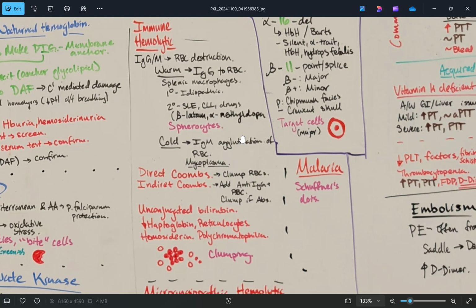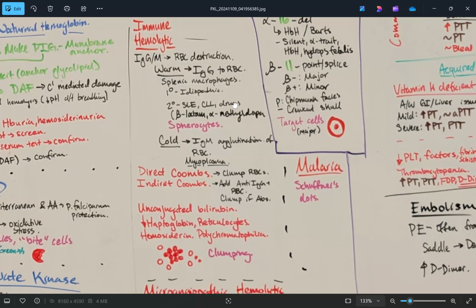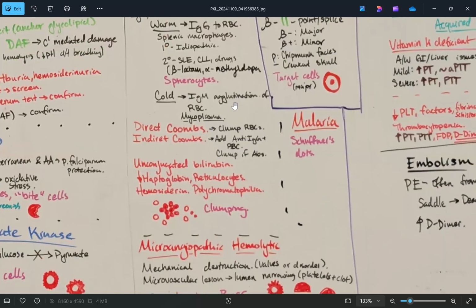You can also have on your labs unconjugated bilirubin, a decrease in haptoglobin and reticulocytes, as well as seeing hemosiderin and polychromatophilia on your labs. For your histology, again, we're talking about a clumping disease. You'll see a bunch of clumping of red blood cells.